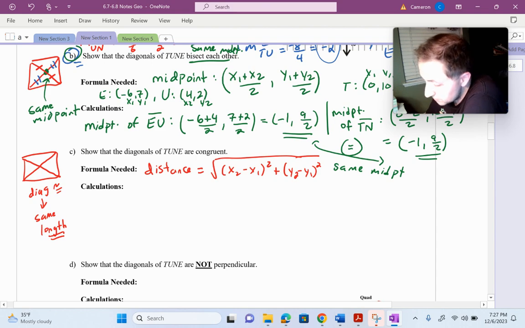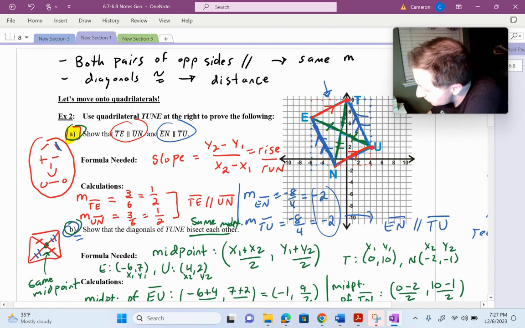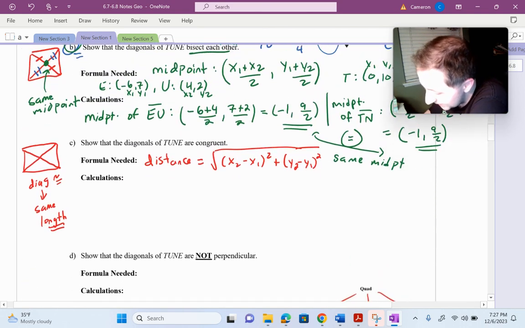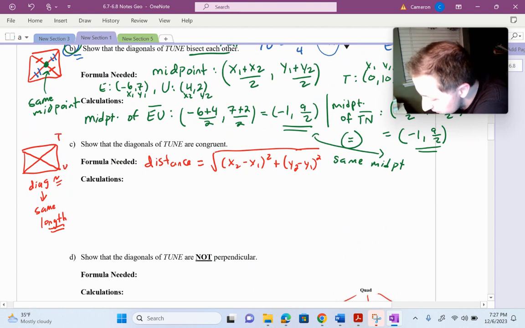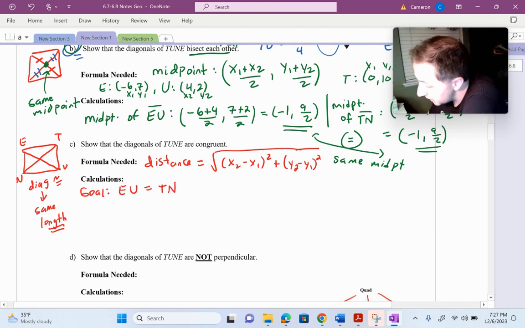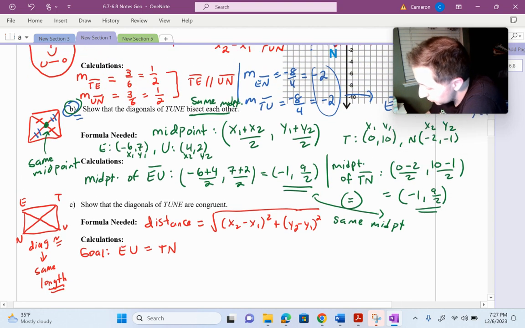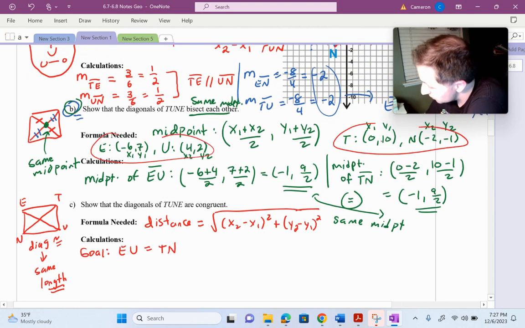And so what I'm going to have to calculate, the order was what? T, U, N, E. I kind of rotated it over here, but you get the idea. So my goal is going to be to show that the length of EU is equal to the length of TN. Okay? And I've already got the coordinates here and here, so I'm just going to use those.